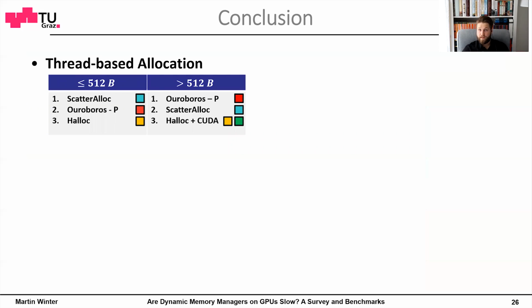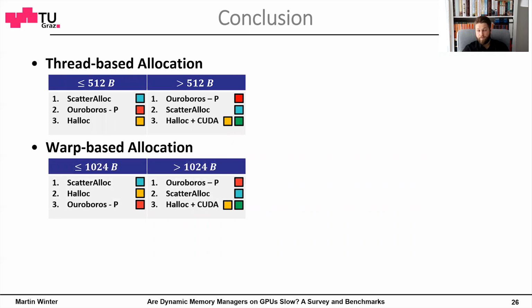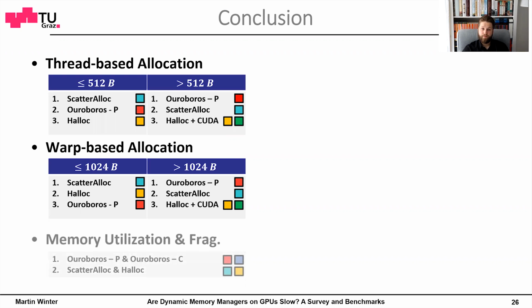I'd like to leave you now with some guidelines on when to use which allocator, which are based on the evaluation data gathered. Considering thread-based allocation, for smaller allocations, ScatterHallock is the clear choice, followed by page-based Oroboros and HALOCK. For large allocations, page-based Oroboros is the best choice, followed by ScatterHallock, HALOCK, and CUDA. Considering warp-based performance, the story remains the same, only that the distinction between small and large allocations happens a little bit later, and HALOCK improves its performance. Overall, ScatterHallock for smaller and page-based Oroboros for large allocations still remains the best choice.